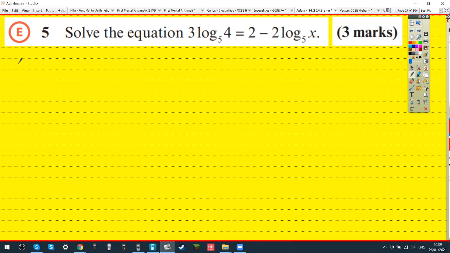So there'll be 4 cubed on the left, which would give you 64. So it'd be log base 5 of 64. And then you do 2 minus 2. What? Well, this is connected there. You can't subtract. So you do minus 2 times. So it'd be log 5 minus 2.